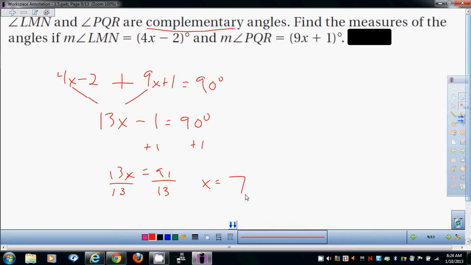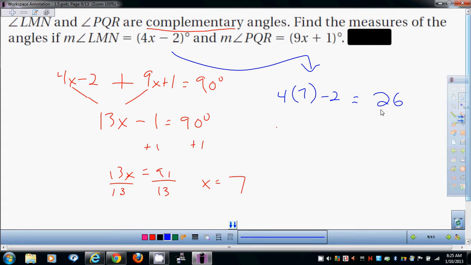So what do we do? Plug them in. So for this one, that'd be 4. Let me change colors so that people know this is a different part of the problem. 4 times 7 minus 2 equals the 26. I plugged the 7 into the x here. 4 times 7 minus 2. So it's 28 minus 2.